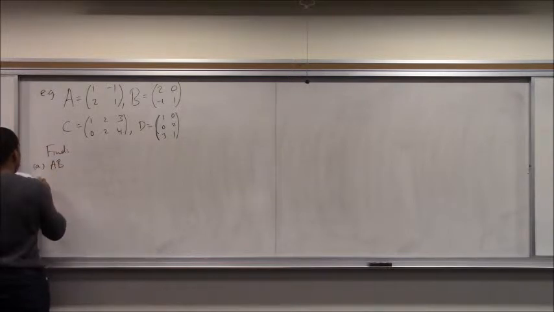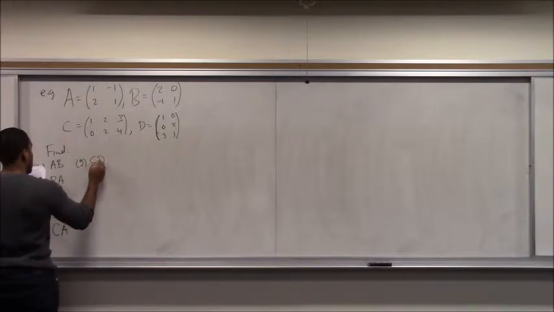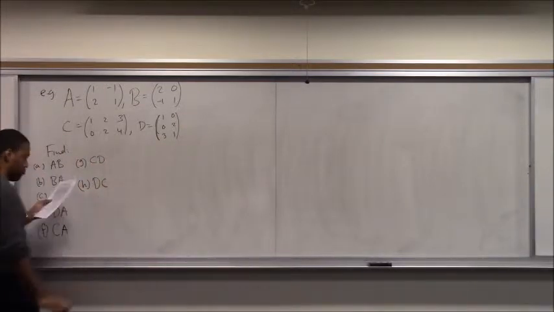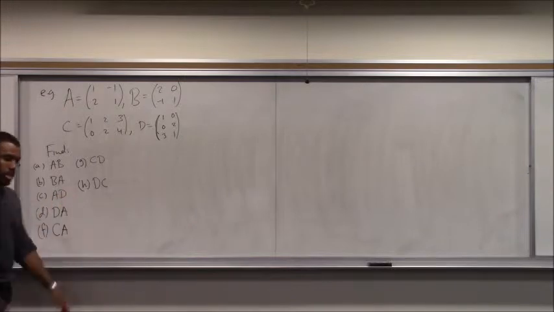Find A times B. Find B times A. Find A times D. Find D times A. Find C times A. Find C times D. Find D times C. We'll get through this example and then we'll go home.